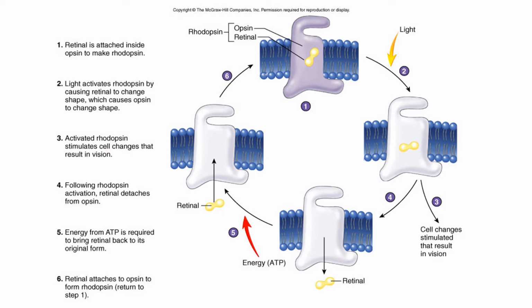And following rhodopsin activation, retinal detaches from opsin. So naghihiwalay sila. Okay, umihiwalay yung pinaka-rhodopsin mo. Okay. And then energy from ATP is required to bring retinal back to its original form, and then retinal attaches again to opsin to form the rhodopsin. Okay?